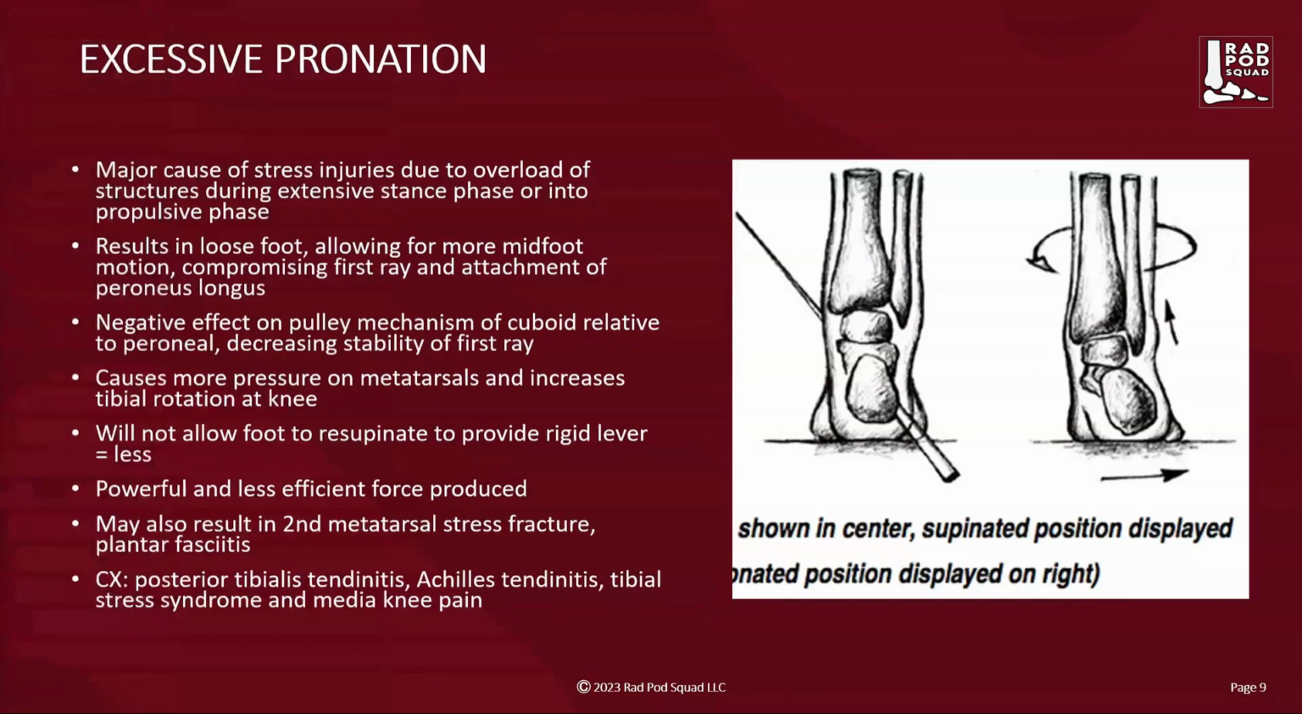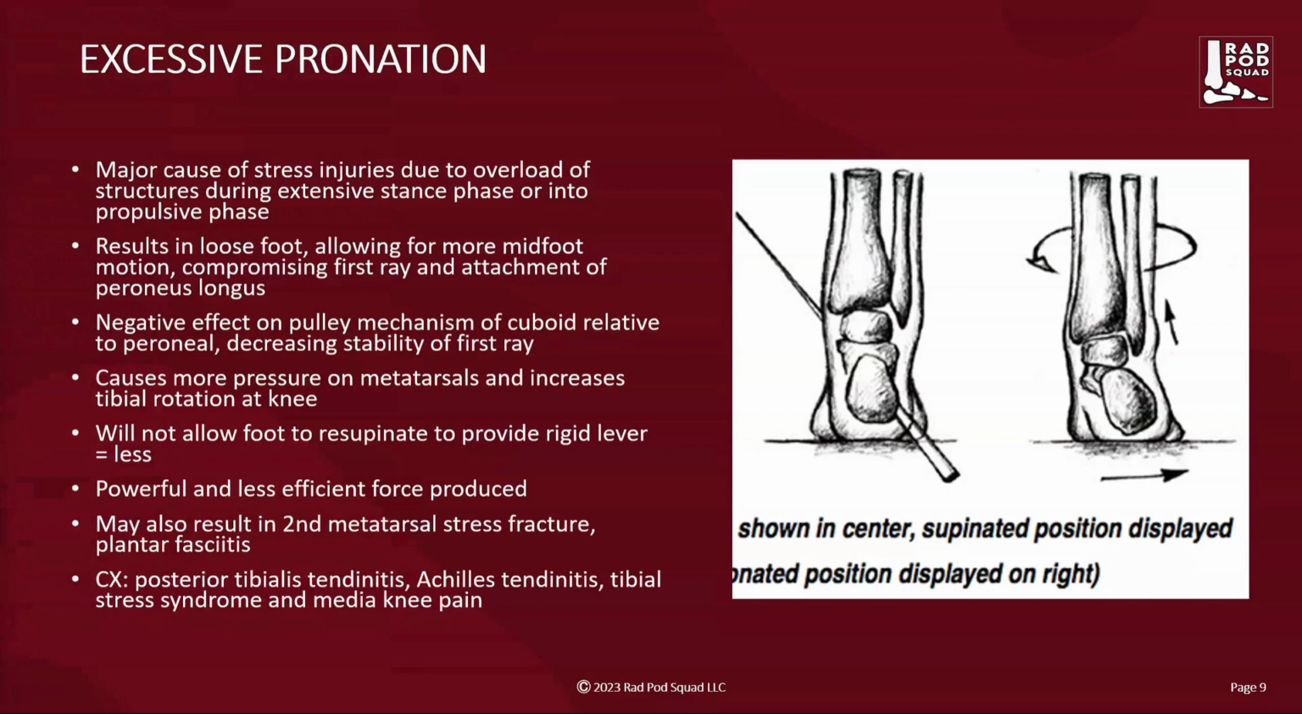When we think about excessive pronation from the neutral axis, let's take a look at the fibula, the tibia, the talus, and the calcaneus, all in neutral positioning. What happens in excessive pronation is that there's an internal rotation of the tibia such that the driving force pushes the calcaneus away from the body. So a pronated stance is a major cause of stress injuries due to overload of structures during extensive stance phase or into that propulsive phase.